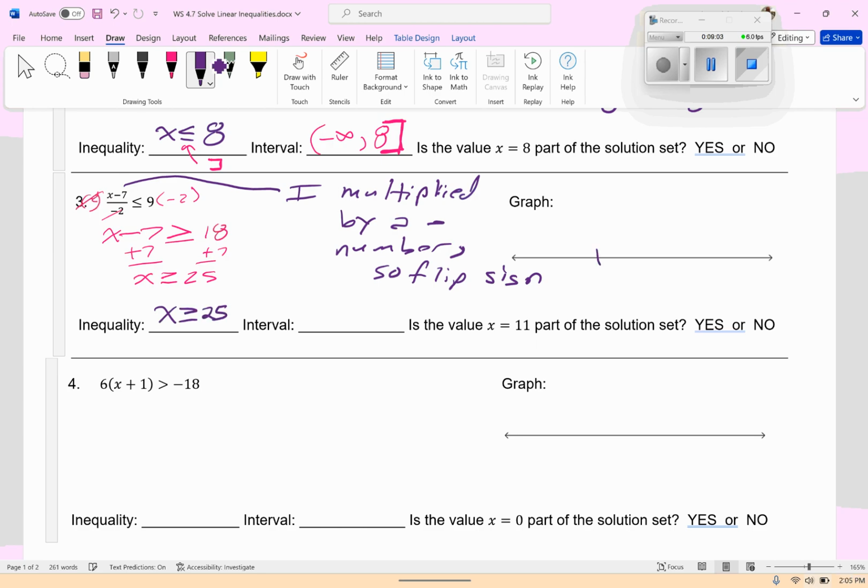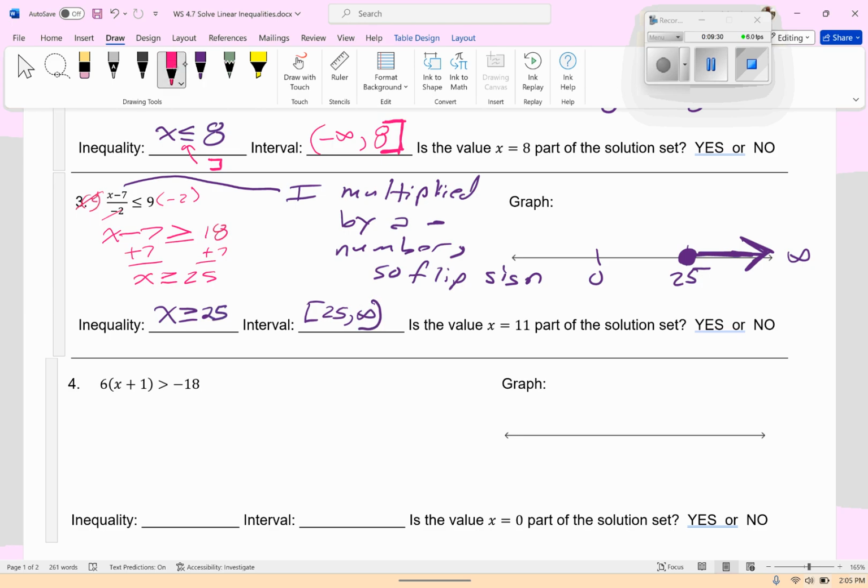So on a graph, we have 0 here, we have 25 here. Open or closed dot? Closed. Why is that? There's an equal sign. I want values that are bigger, so I'm going to the right. Where's this arrow going to point to? The right way, which is what really big number? Infinity. So my interval notation is going to be a square bracket at 25 to infinity.